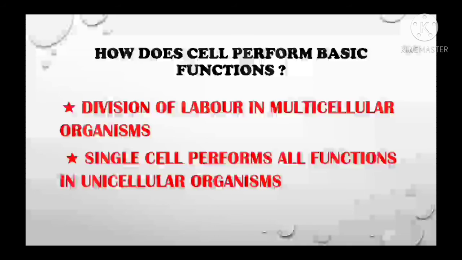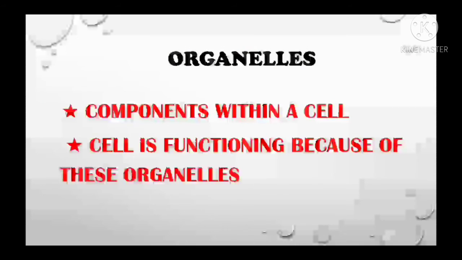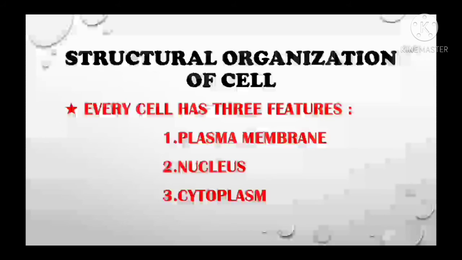Do you know that the cell has special components in it? What are these components called? They are called organelles. The cells are functioning because of these organelles. Without organelles, a cell cannot function. Now let us see the structural organization of the cell. Each and every cell has three features, that is plasma membrane, nucleus and cytoplasm. Let's study about this in detail in the next session.